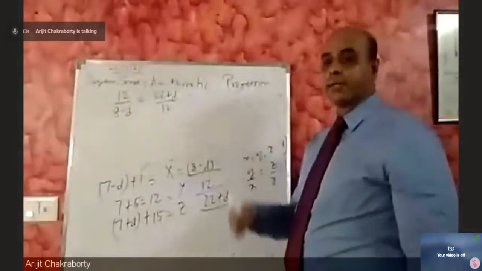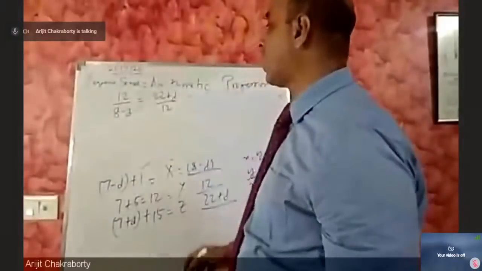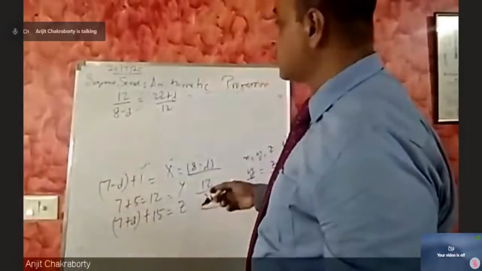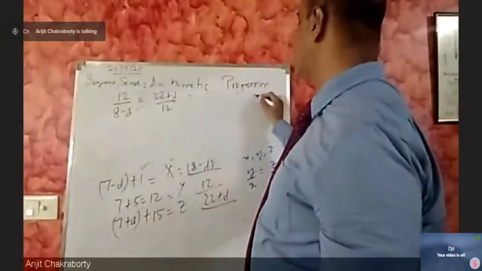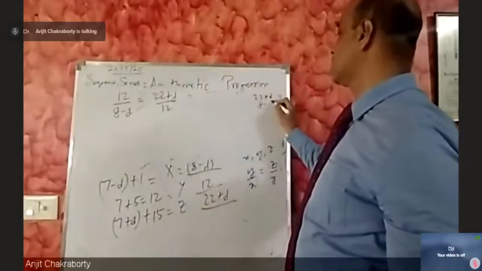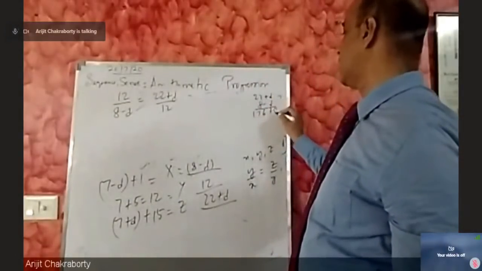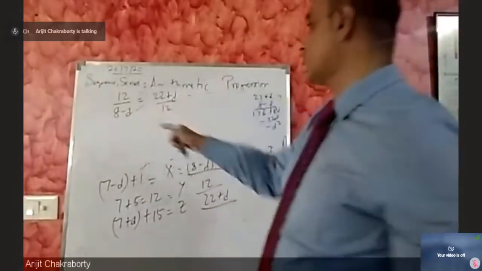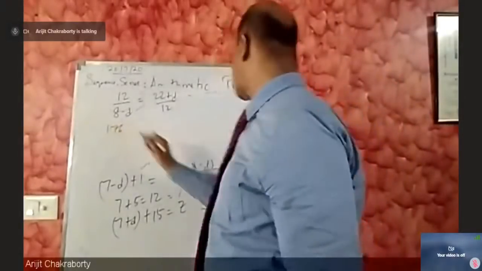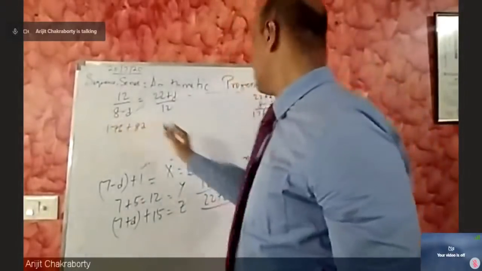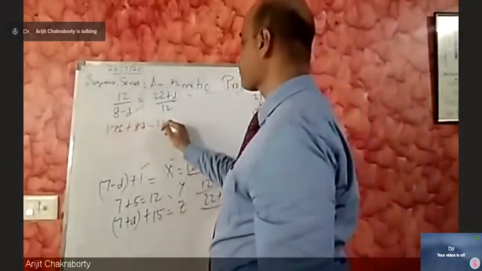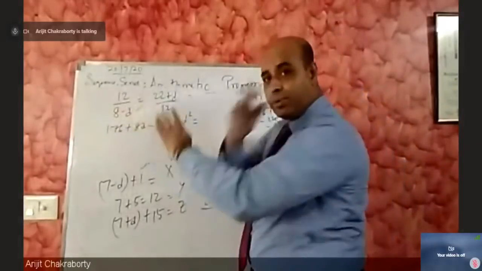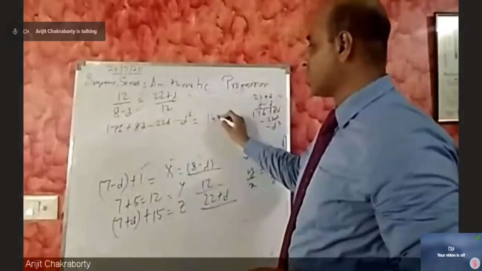So again, we are getting a quadratic equation. You have to cross multiply. If you simplify this, you multiply 22 plus D and 8 minus D: 176 plus 8D minus 22D minus D square. This is equal to 12 into 12. So we are cross multiplying. 12 into 12 is 144.